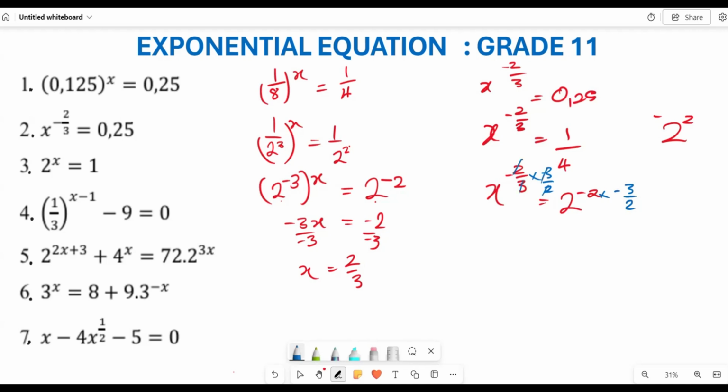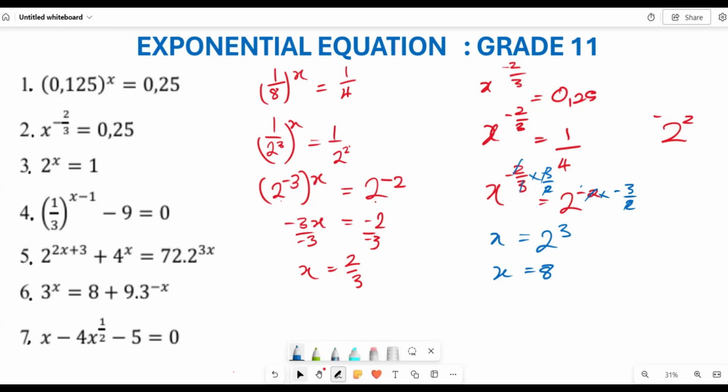The 3 and the 3 are going to cancel, which means here you're having x, and here the 2 and the 2 are going to cancel, which means here you're going to have 2 to the power of 3, because negative and negative gives you positive. Remember, here you're having negative 2 and here it's also negative 3 over 2. So now your value of x is the same as 8. Are we fine? So that's what we are having here.